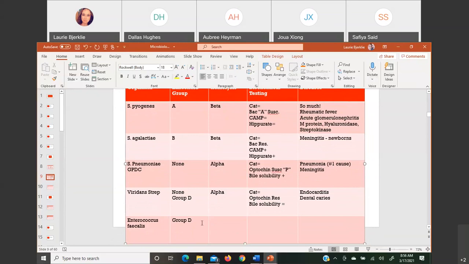Okay, and now let's go down to enterococcus. So enterococcus in general has been grouped with the streps because they are Gram-positive cocci. They tend to be catalase negative or weak positive. But overall, they share some very similar features as streps. So that's why we just group them together.